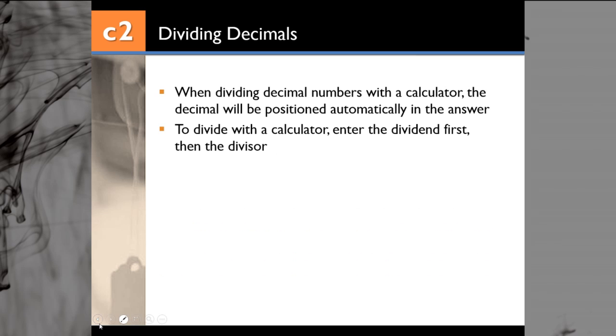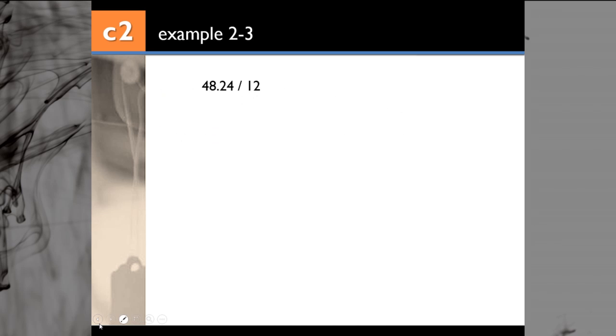And now let's talk about dividing decimals. When you divide decimal numbers with a calculator, the decimal will be positioned automatically in the answer. To divide with the calculator, you enter the dividend first, then the divisor. Here is an example. You want to divide 48.24 by 12. Did you see that you put the dividend on the left first, and then you put the divisor on the right?